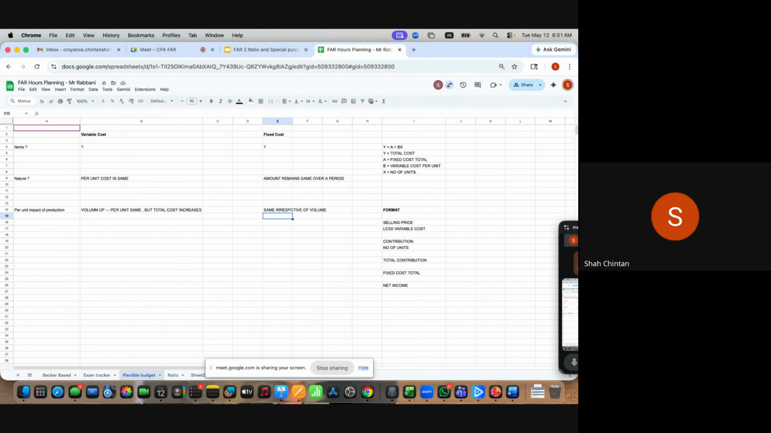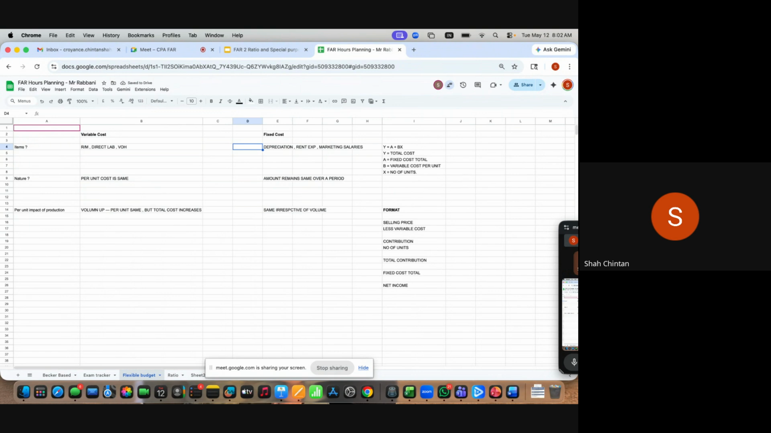So what are the possible items which can be a part of your variable cost and fixed cost? Variable costs are those costs which are directly associated with the manufacturing or production of your goods. So it could be your raw material, your direct labor, your variable overheads. All these are variable costs. What are the fixed costs? These are like depreciation, or let's say a rent expense, or let's say a marketing salary. All these are your fixed cost.